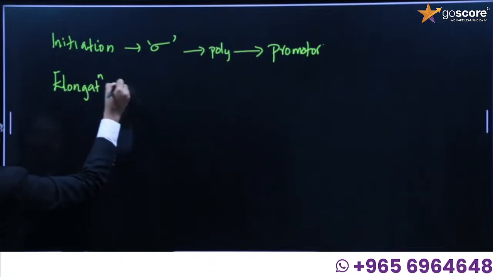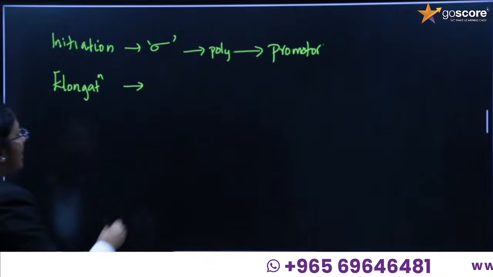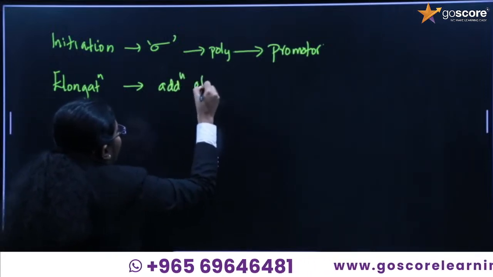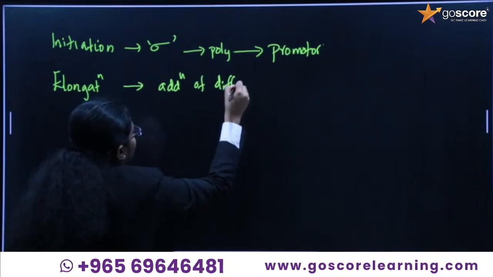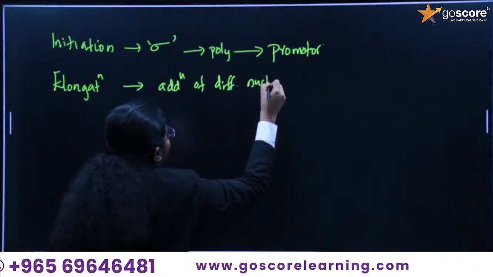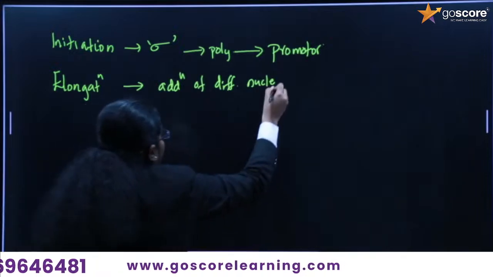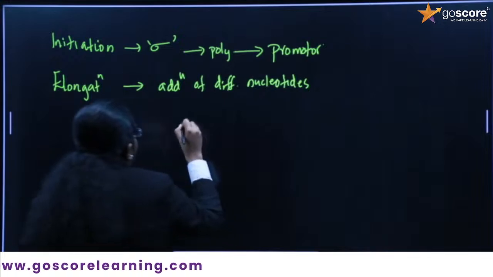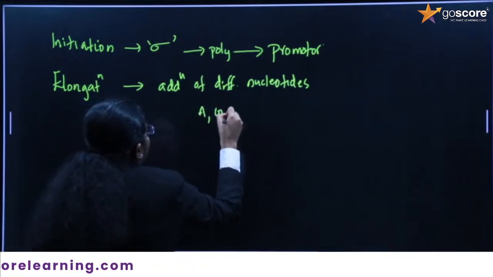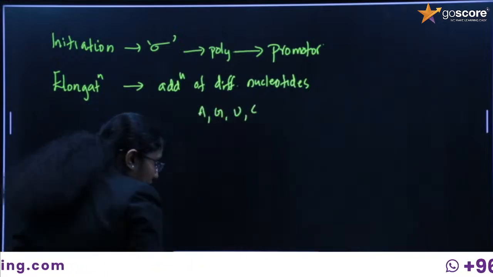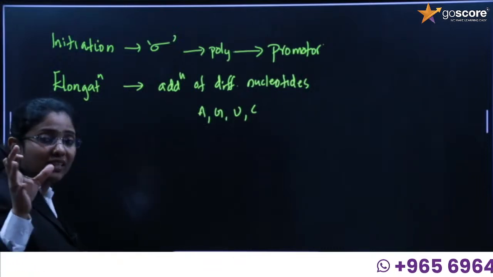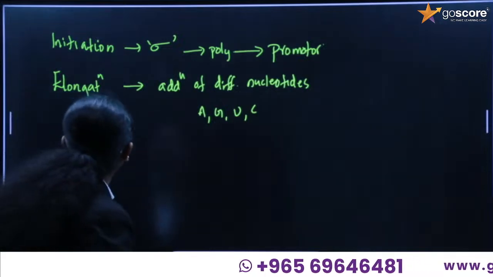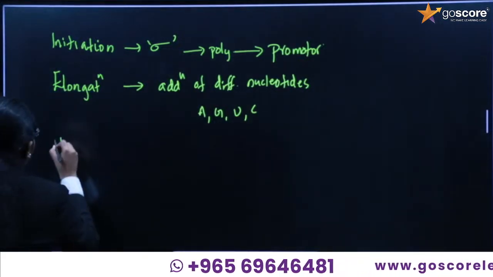So what happens in elongation? In elongation, addition of different nucleotides, including adenine, guanine, uracil and cytosine. And also you have to keep in mind that they will be in an inactivated form, which means they are in a phosphorylated condition. Okay, next one it is termination.